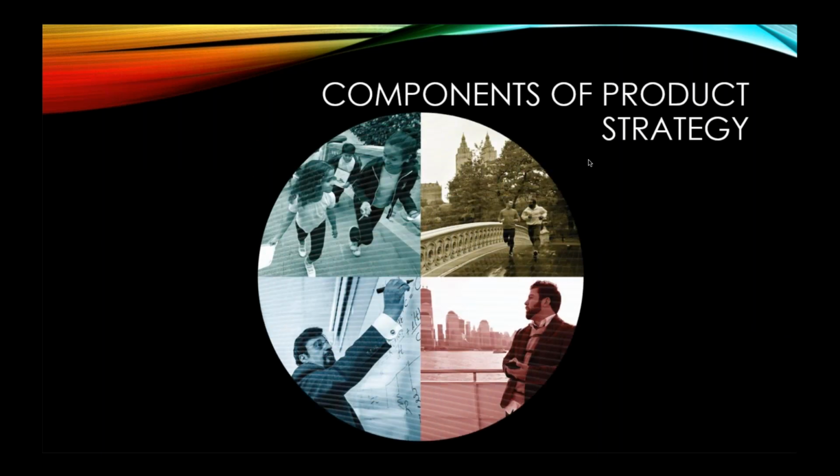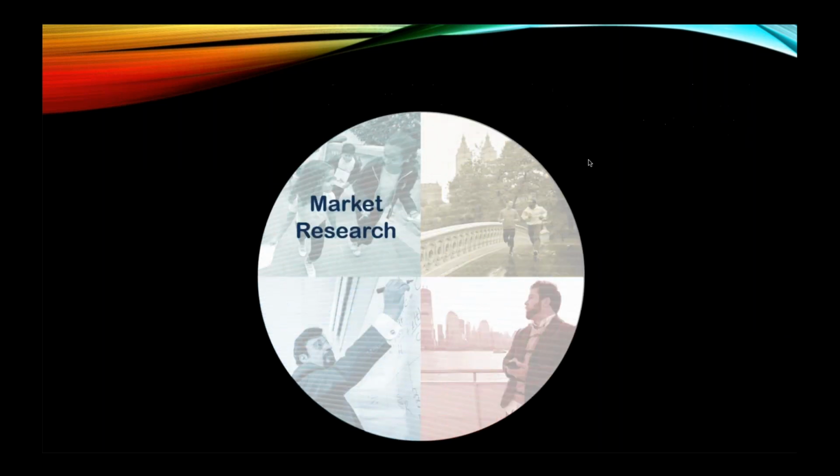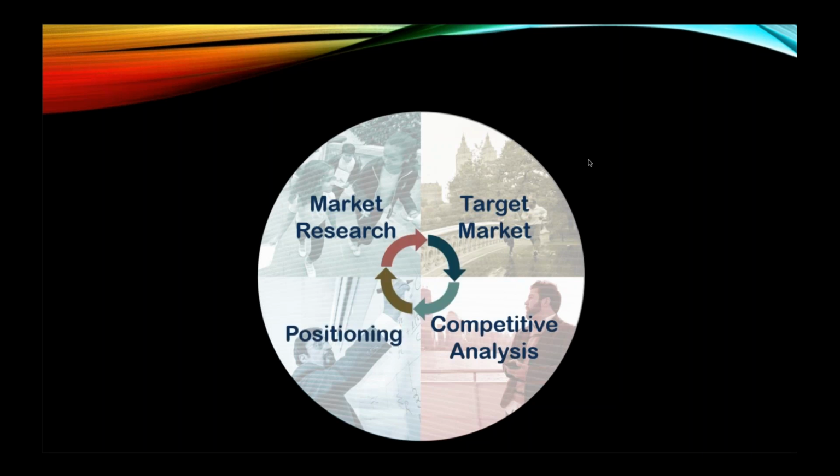If I was to draw a picture of what product strategy is, it makes 4 parts of a pie: market research, target market, understanding the competitive landscape of the market, and the positioning of the product overall.